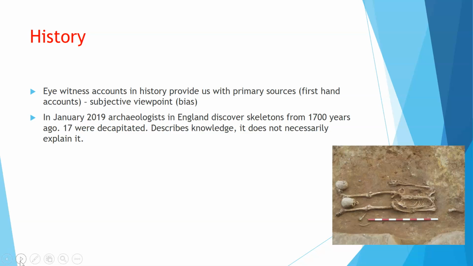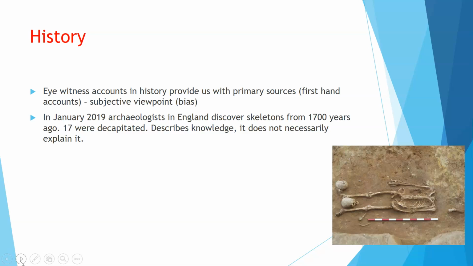Okay, so history then, as we know, we use eyewitness accounts a lot in history. So we don't actually study history at Kellenville, but maybe you would have done over the last few years, and you would have looked at primary sources and secondary sources. So remember, primary sources are your first-hand accounts. So there might be an eyewitness describing something that they've seen, or taking a photograph of something.